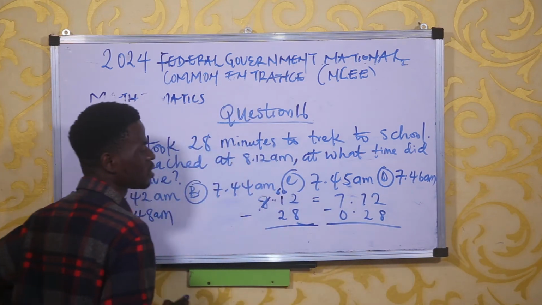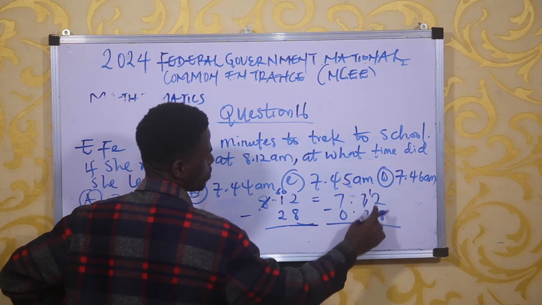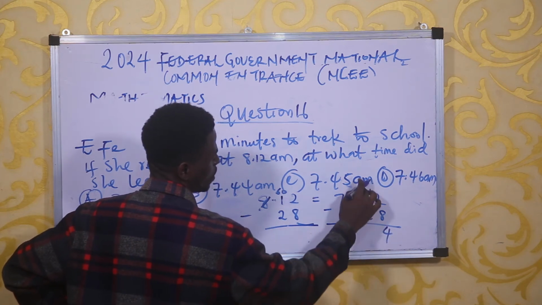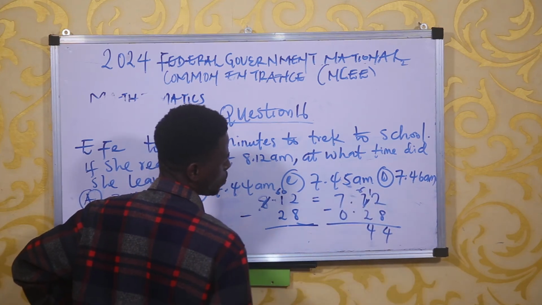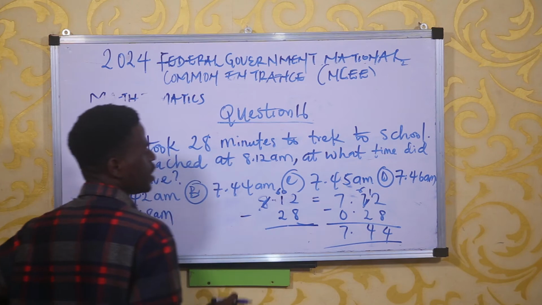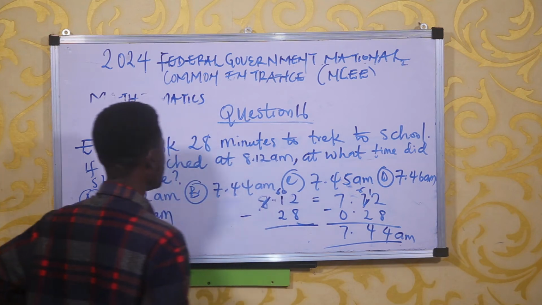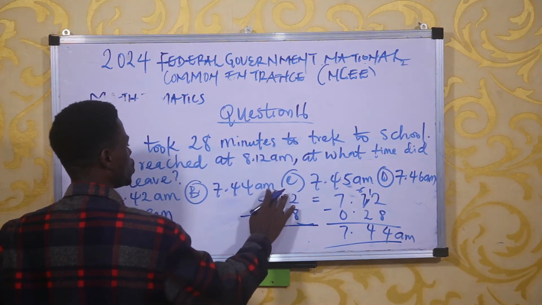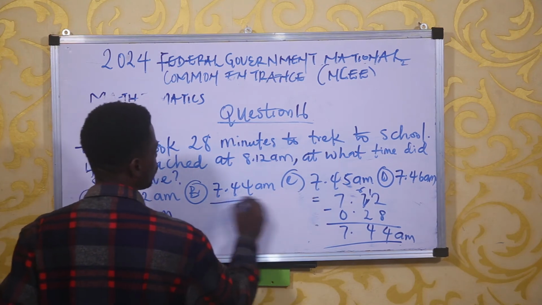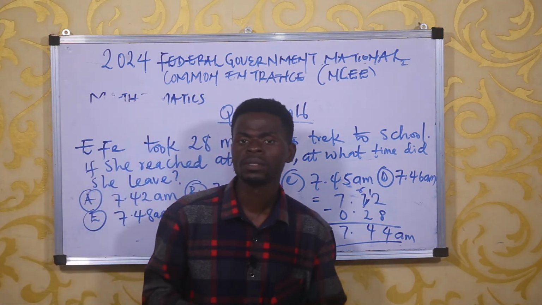So now let us minus. 12 minus 8, no. We borrow 1 from this one, it becomes 12. 12 minus 8 is 4. Then this one remains 6. 6 minus 2 will give us 4. Then we now have 7. Now this is our answer. If he left home at exactly 7:44 a.m., our answer here is option B, which is 7:44 a.m.